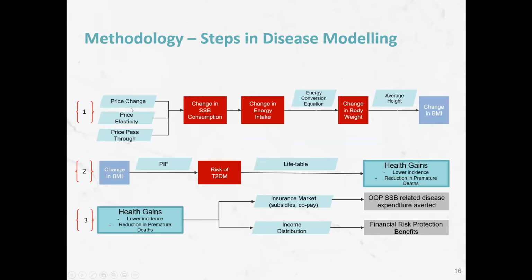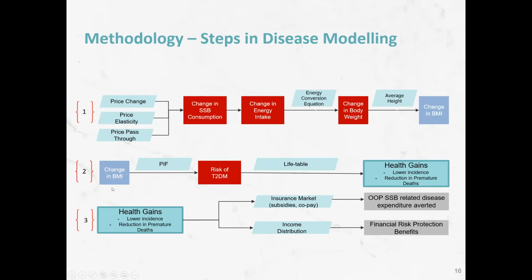There was a price change, and then we used the price elasticity and the price pass-through to estimate the change in sugar-sweetened beverage consumption. The change in sugar-sweetened beverage consumption was translated into energy intake, and that energy intake led to a change in the body weight. Assuming the height of the adult stays constant, we could estimate the change in BMI. So that's the first part of it.